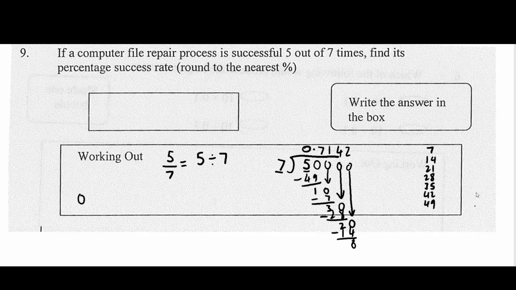So we've got 0.7142. To make that a percentage, we times by 100, which gives 71.42%. And to the nearest percent, that's just 71%. Okay, if it was 0.5 there, 0.52, we round up to 72, but it's not, it's 0.4. So we round down to 71. So 71% is our answer.